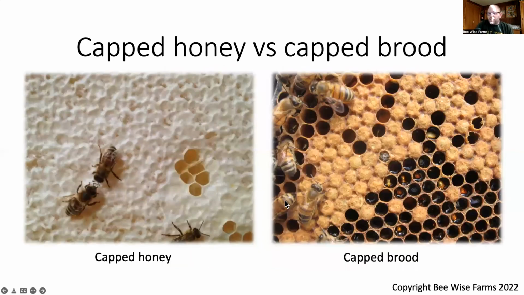Well, let's take just one last look at the difference between capped honey and capped brood. Again, when we look at honey, it's laid down in sheets. You can kind of see some cells in here, but for the most part, they're unidentifiable. Rather, when we look at the capped brood, you can see that these individual cells are clearly identifiable. So it should be very easy to see the difference between the two.